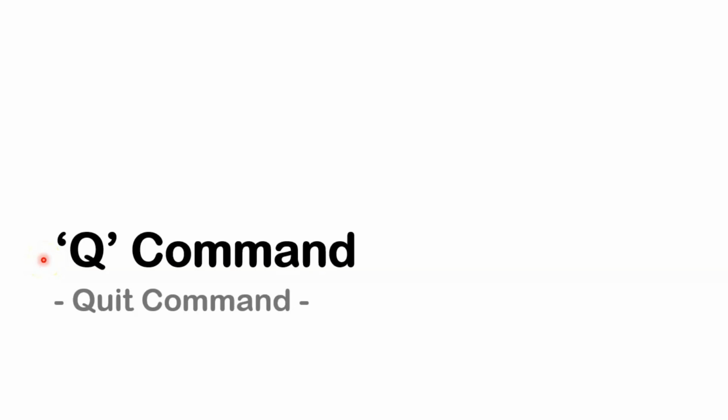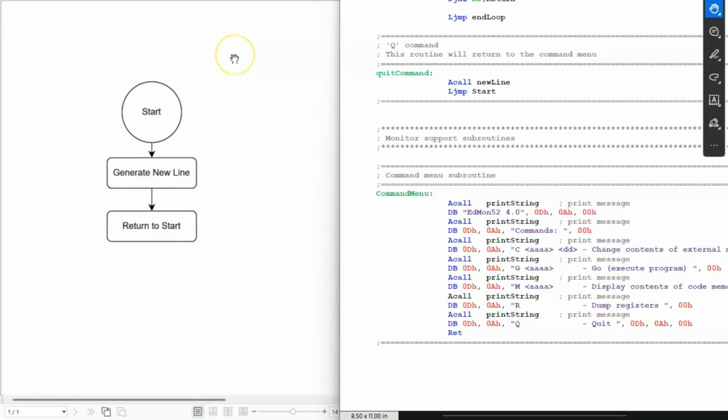Q command. This command will return the program to the command menu or the main program. So this is the Q command or the quit command. It's the simplest and shortest of the command routines. It generates a new line, which is this line of code here, and then it jumps back to the start. It returns to the start.